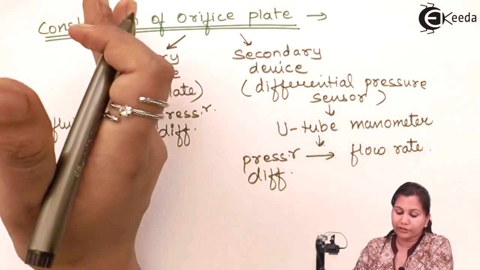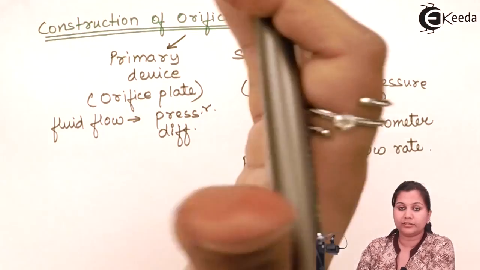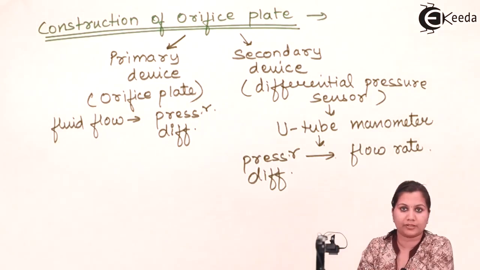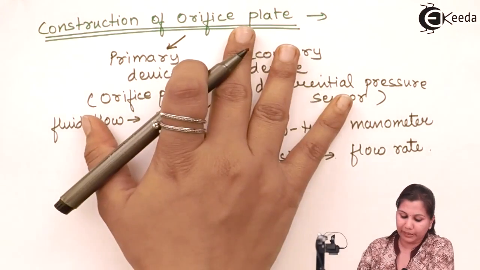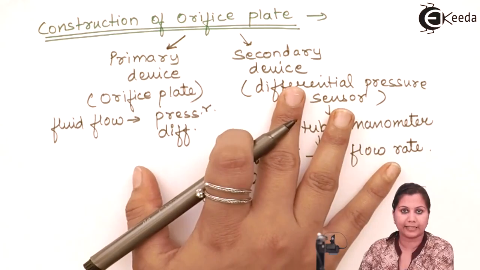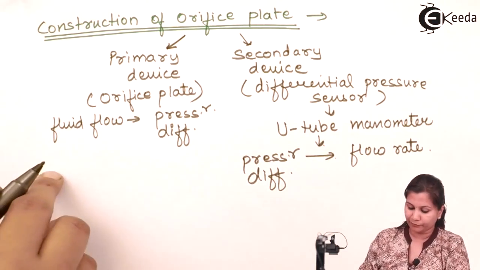So the work of the primary device is to create the pressure difference, and the work of the secondary device is to measure that pressure difference. Okay, so the orifice plate consists of two devices, the primary device and the secondary device. The primary device is the orifice plate itself.